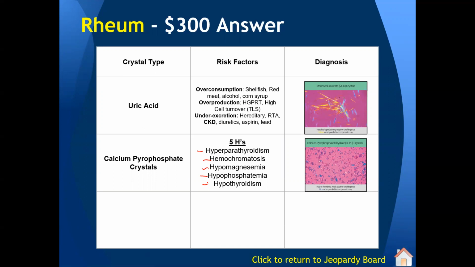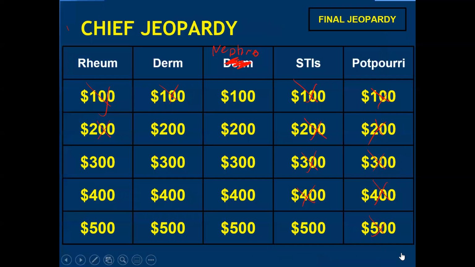Anyone that's young and comes in with pseudo gout, you have to really work up for all of these. You want to send off a PTH, all the iron labs, magnesium, phosphate, and plus or minus the TSH. Pseudo gout is much more likely to be a disease of older patients, so for young patients you really want to work them up. So great job. That was room 3.